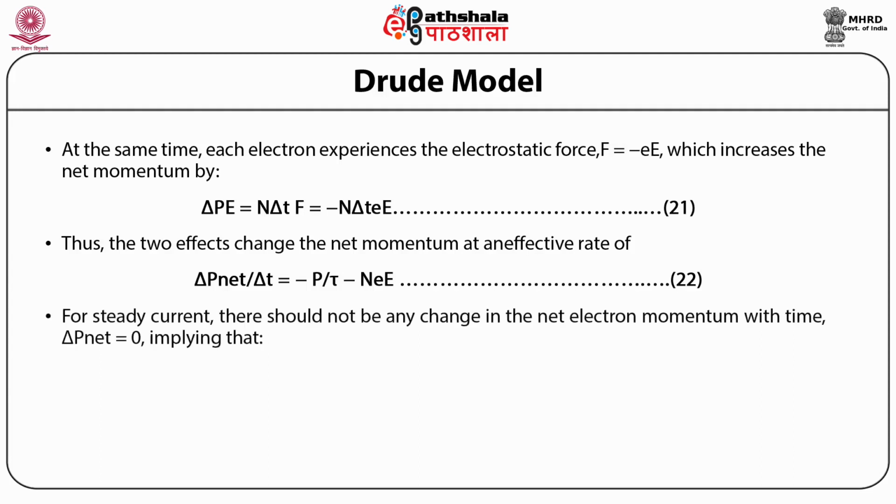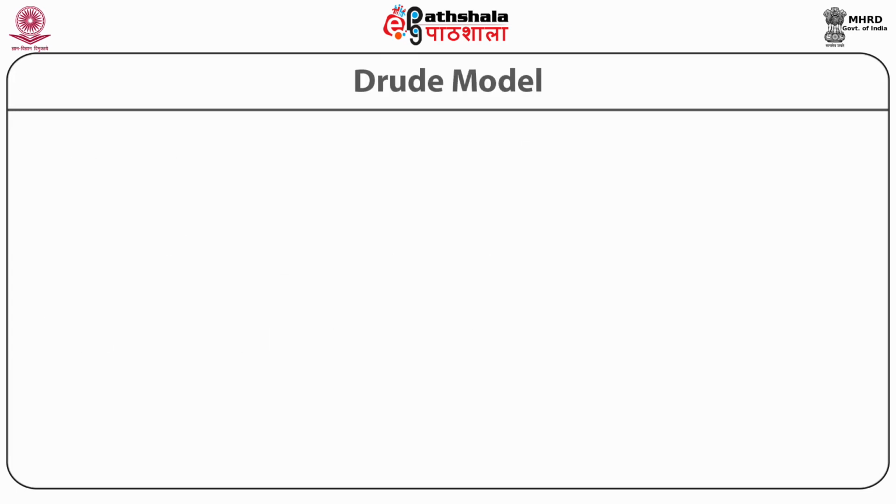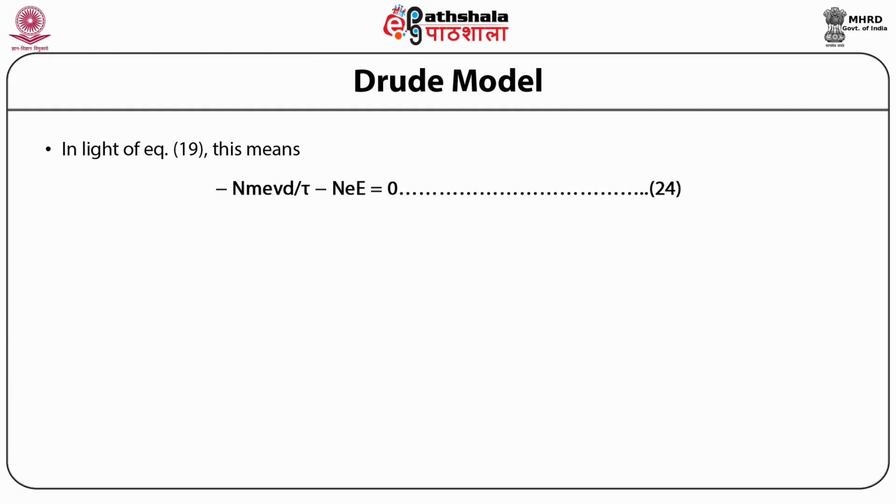For steady current, there should not be any change in the net electron momentum with time. Delta P_net is equal to 0, implying that minus P by tau minus N into e into capital E is equal to 0. This is represented as equation 23. In the light of equation 19, this means minus N into m_e into v_d divided by tau minus N into e into capital E is equal to 0. This is represented as equation 24.